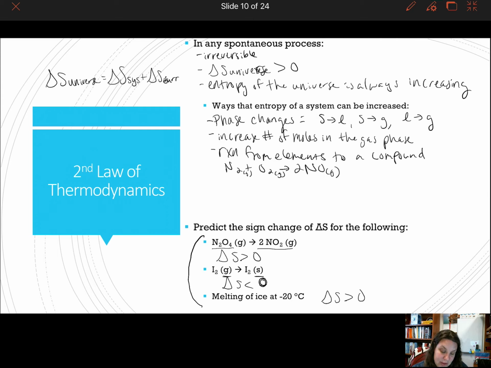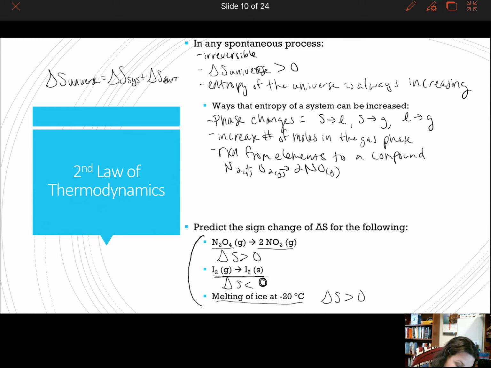Now, again, our delta S by itself of our system doesn't actually tell us if we have a spontaneous process or not. So this one right here, for instance, would not be spontaneous. And this one will only be spontaneous at certain temperatures. So just keep that in mind. And one other thing I wanted to bring into this is the idea of a reversible process.